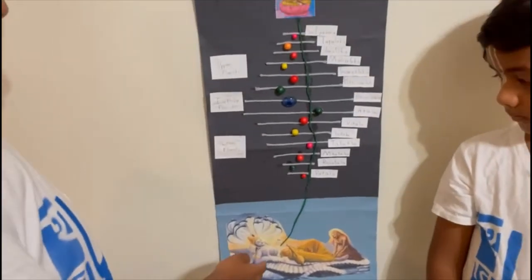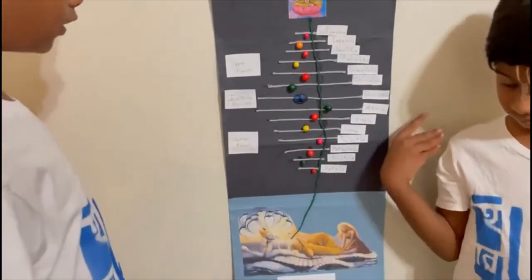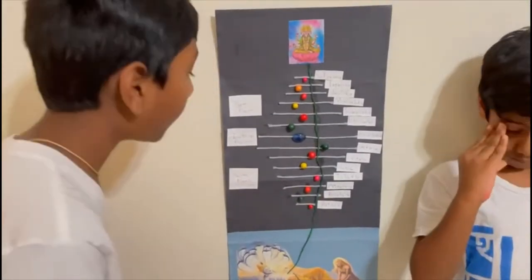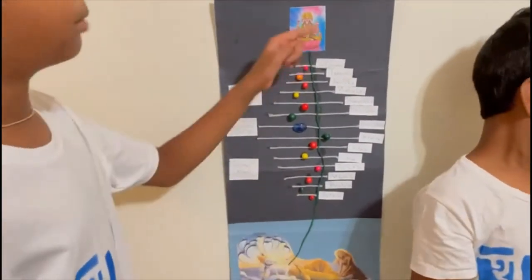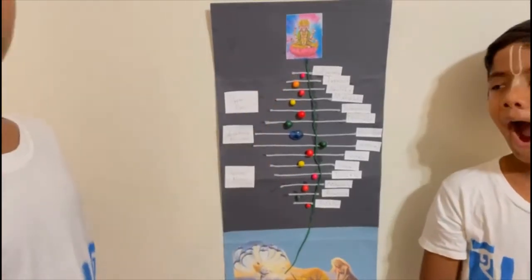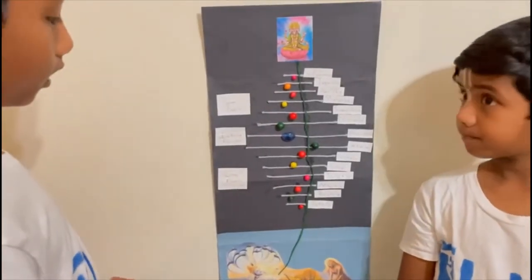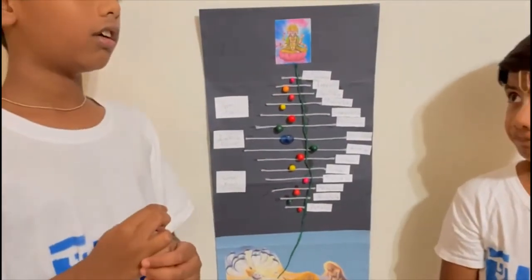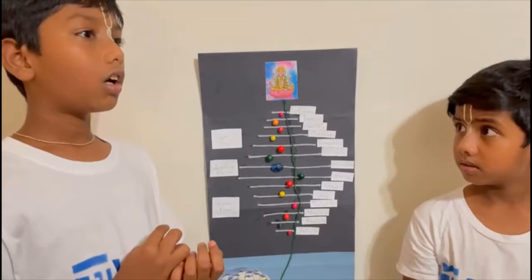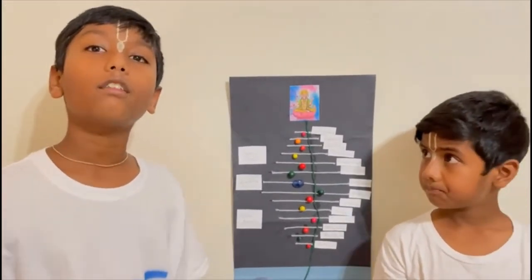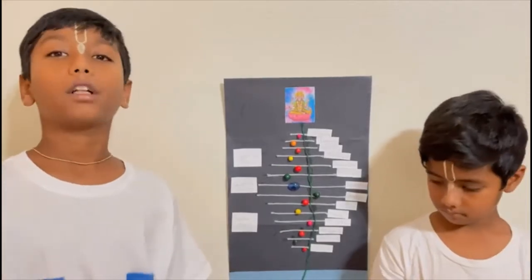So the Garbhodakashayi Vishnu has a long stem and it is connected to Lord Brahma in Satyaloka. The stem is very long, and after that I want to tell you about Kshirodakashayi Vishnu, who resides in everyone's heart as Paramatma.